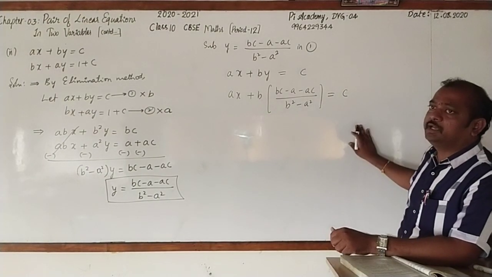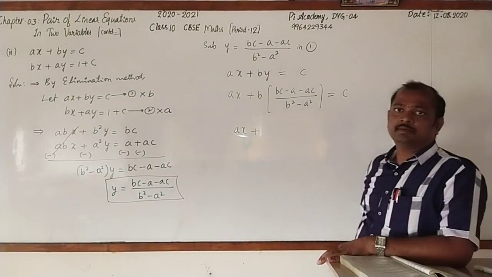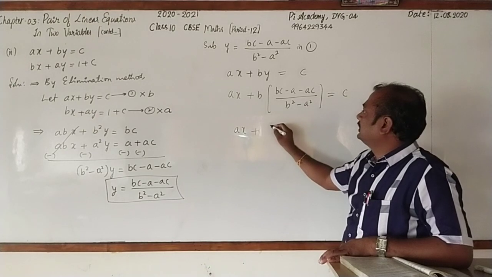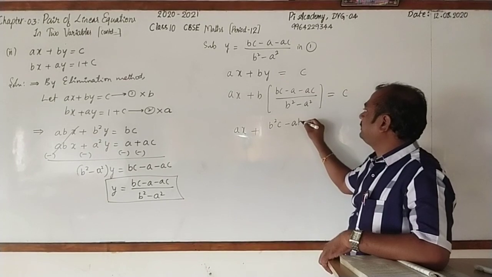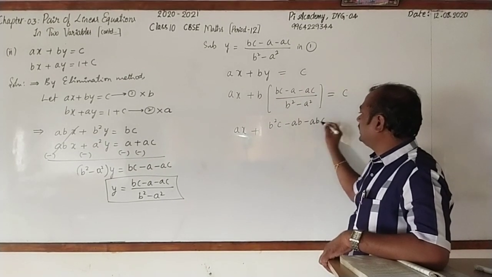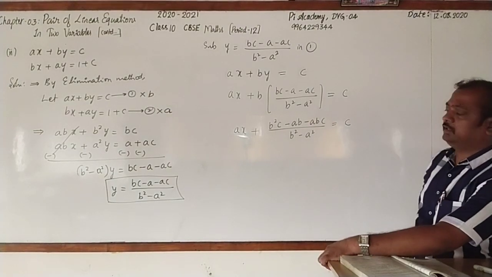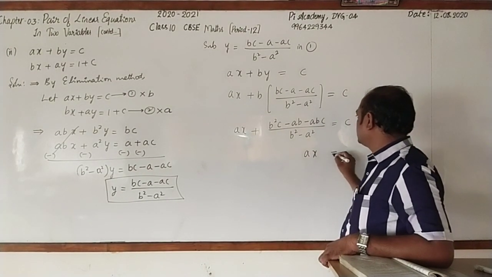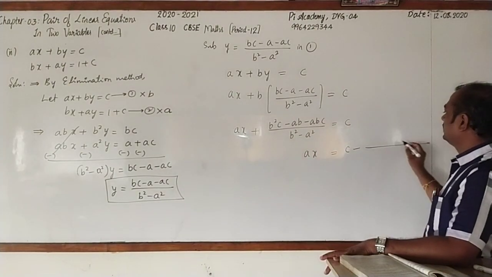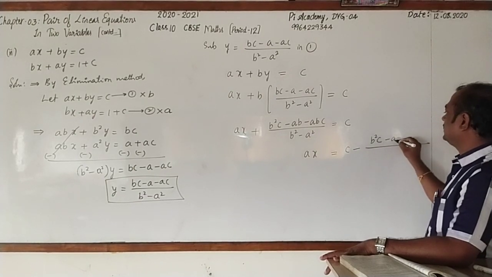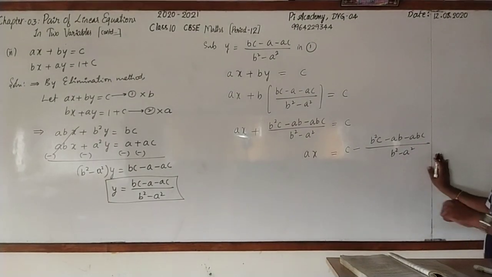Then how do you go for finding x? So let me write ax as it is and multiply b with all the terms. It is b square c minus ab minus abc whole divided by b square minus a square, which is equal to c. Then ax is equal to, it is c minus, transfer all these to the right hand side. It becomes b square c minus ab minus abc whole divided by b square minus a square.